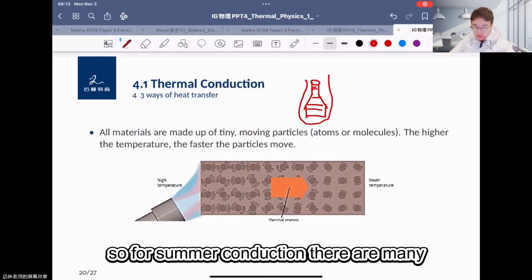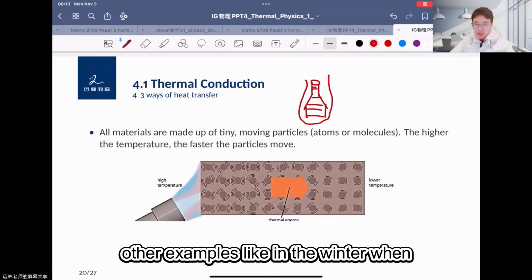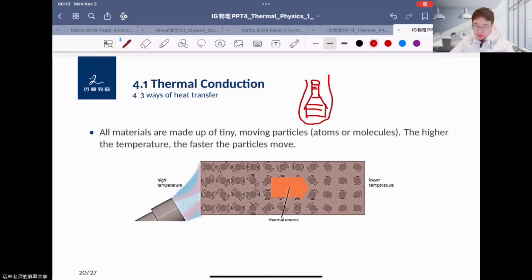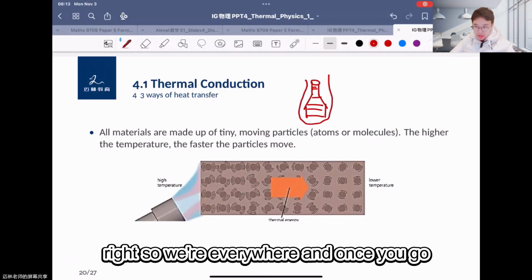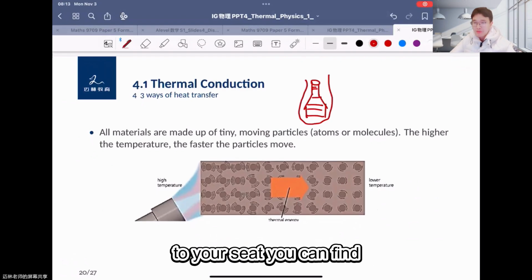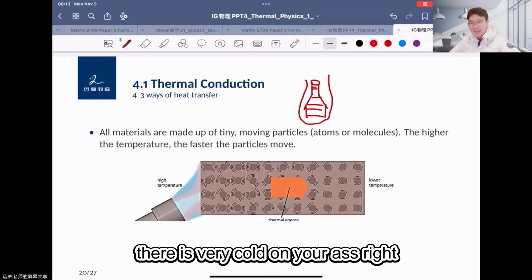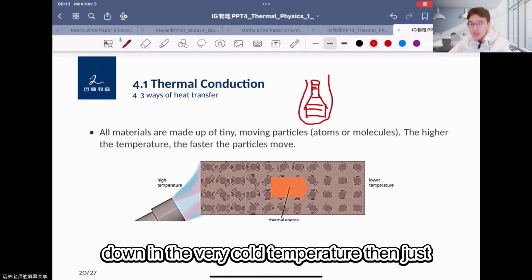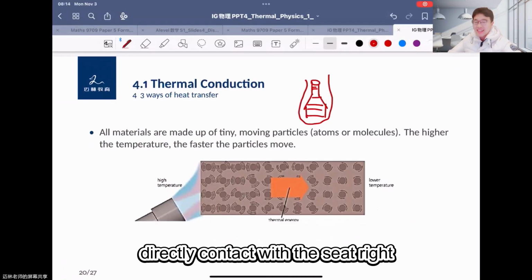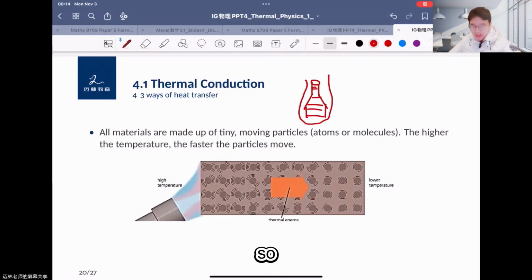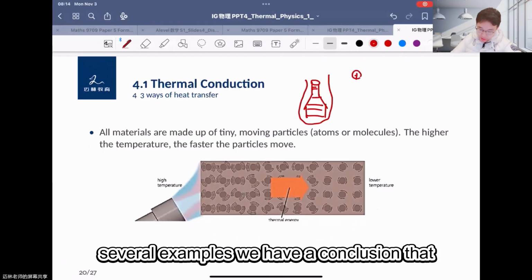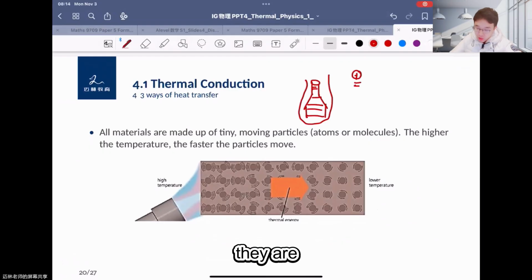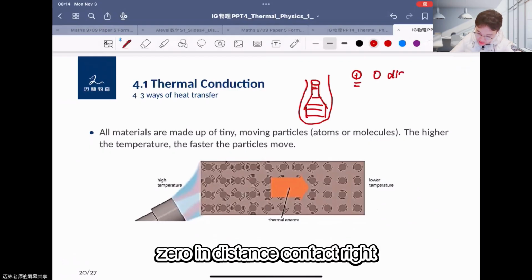For thermal conduction, there are many other examples. In winter at school, when there is snow everywhere and you go to your seat, you'll find it is very cold. That is because the seat has been cooling down in the very cold temperature, and your body is directly in contact with the seat, right? So we have several examples, and the conclusion is that they all involve zero-distance contact.